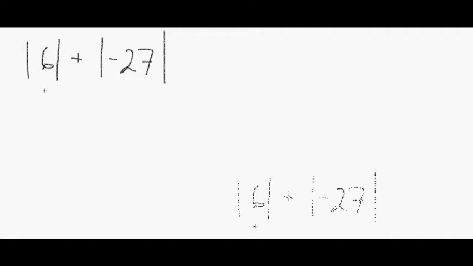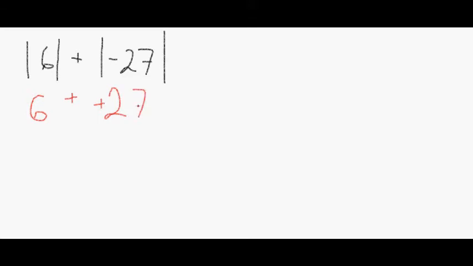So we have the absolute value of 6, I know it's for the geometry students, plus the absolute value of negative 27. When you have the absolute value bars, that means whatever is in the bar is going to be positive after you work it out. So for this 6, this will remain as plus 6. Plus what? Since this is a negative 27, like I said, anything in the absolute value bar will be positive. This just remains as plus 27. So we have 6 plus 27.